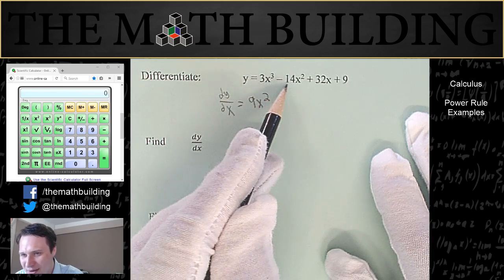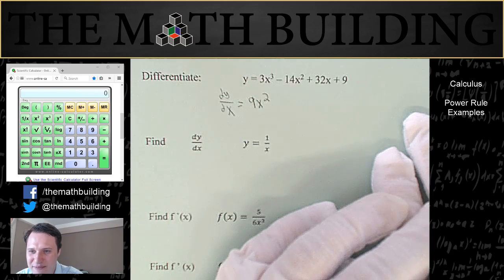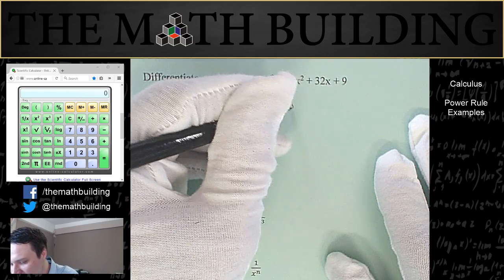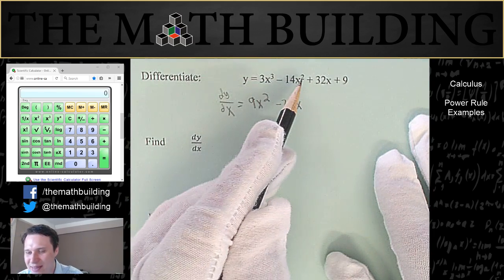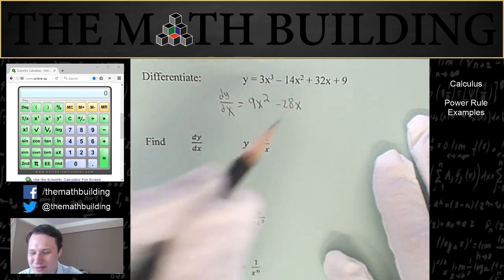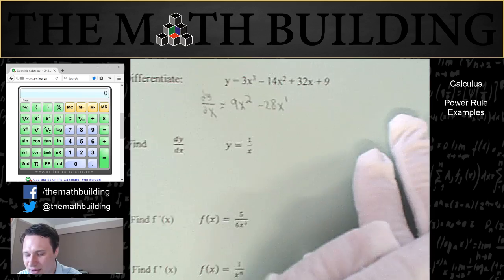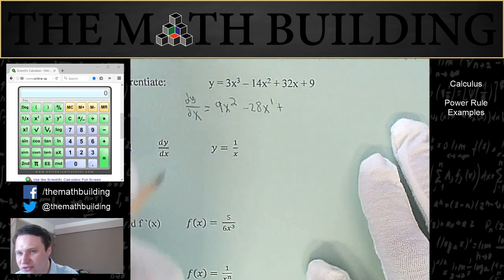What about the next one? Minus 14x squared. What would the derivative of that function be? Well, you just multiply 2 times 14, which is negative 28, and then you would just drop that power by 1. So 2 dropping by 1 would be x to the 1. Now, what would the derivative of the third term be?